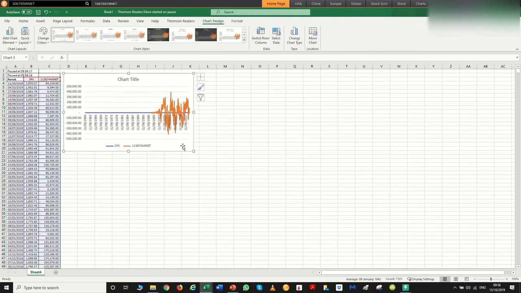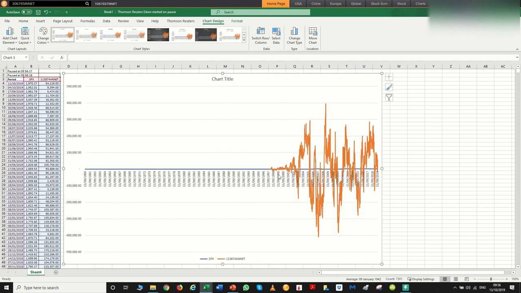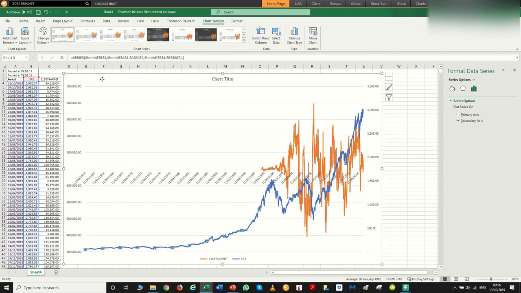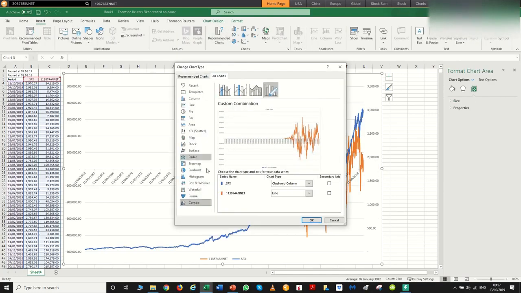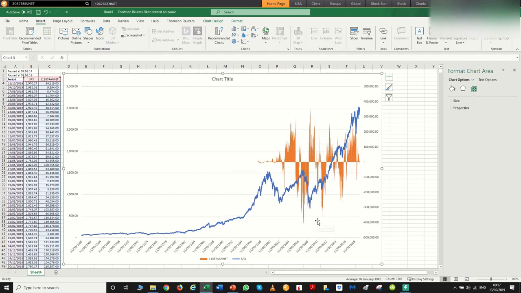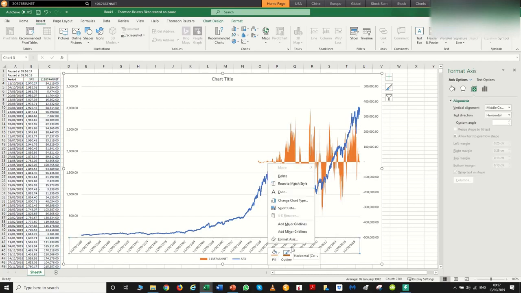It doesn't look like it's very useful just yet, but please do bear with me. So I'll just put a secondary chart there, go back to insert, recommended charts, all charts, combo. So yep, for the S&P we want a line chart, for that we want an area chart, and we want that on a secondary basis. So there we go.